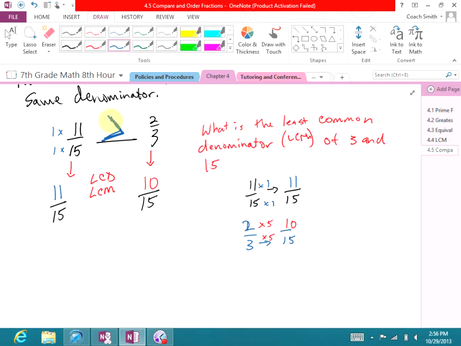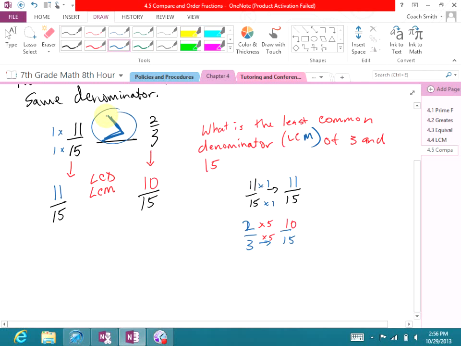What is the least common denominator? Is it LCM? Yeah. So the greater than sign is what goes in the blank.